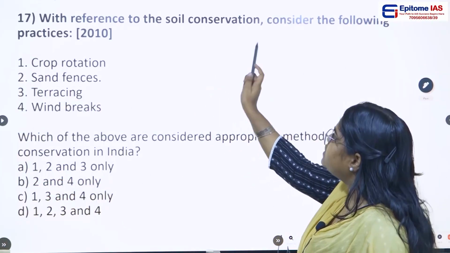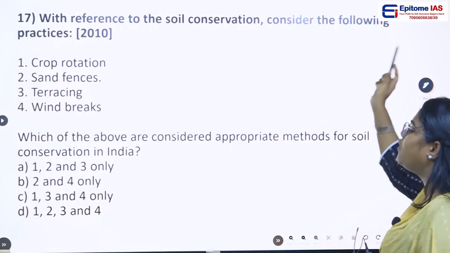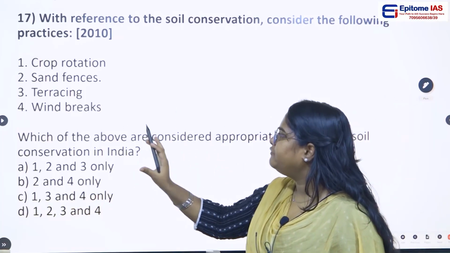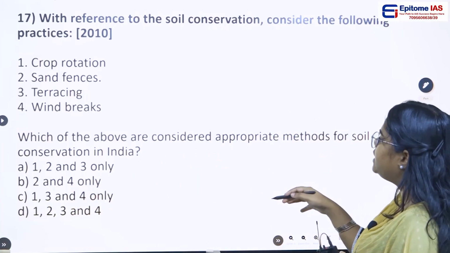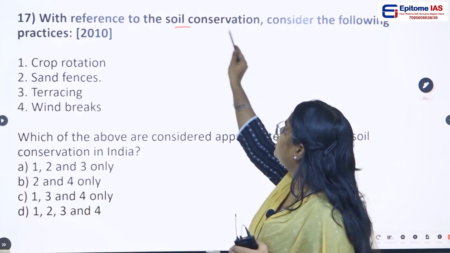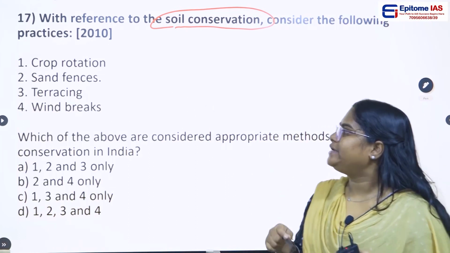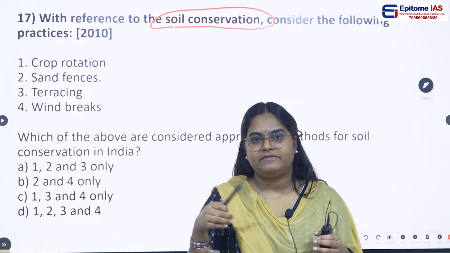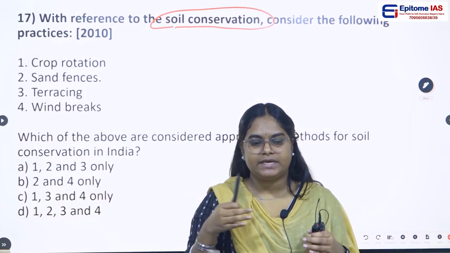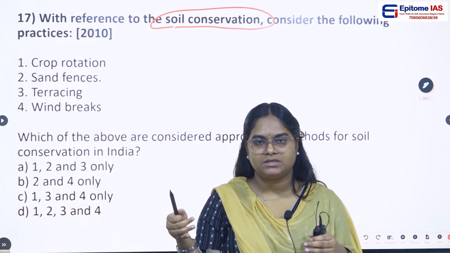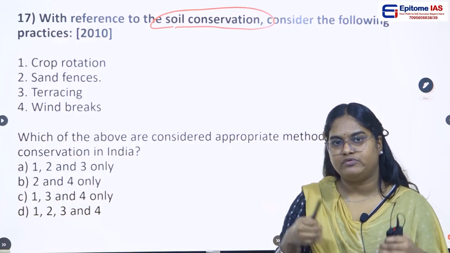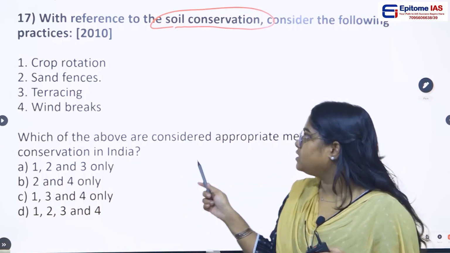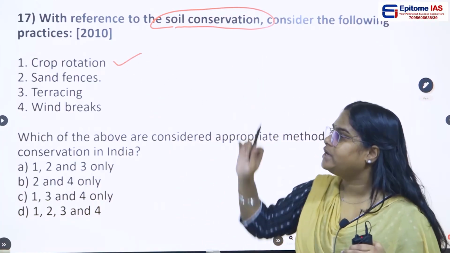So the next question, with reference to the soil conservation, consider the following practices: crop rotation, sand fences, terracing, wind breaks. So which of the following are related to the conservation of soil? If you see crop rotation, what is crop rotation? Let's say during different seasons, they are cultivating different crops. Let's say I am cultivating some sort of crop for 3 months, and once that is over, I am removing them and I am putting some other type of a crop in that particular land. So this particular crop rotation practice, it will help in the soil conservation.